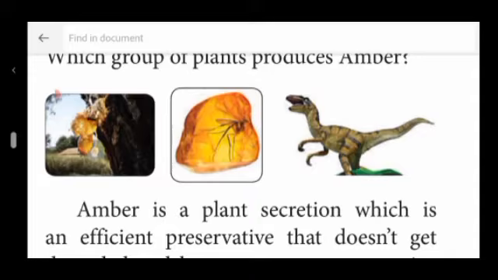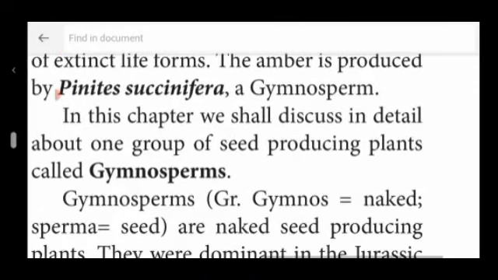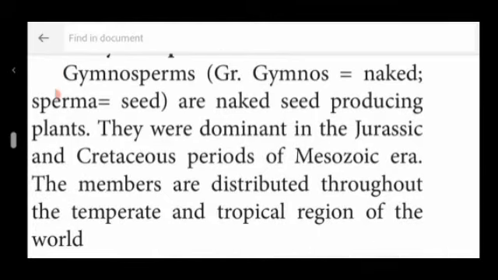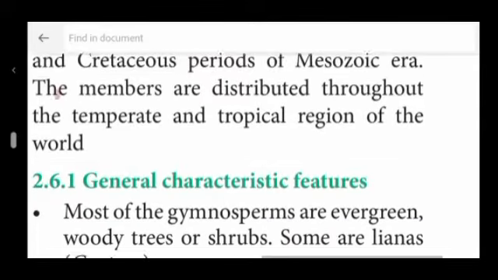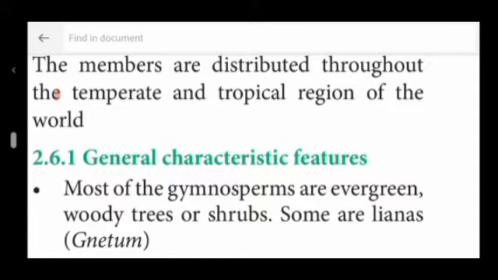It is a type of gymnosperm. So in this chapter, we are going to learn about the gymnosperms in detail. The word gymnosperm means gymno means naked, sperma means seed. It is derived from Greek origin, and they are naked seed producing plants. They were dominant in the Jurassic and Cretaceous periods of the Mesozoic era.